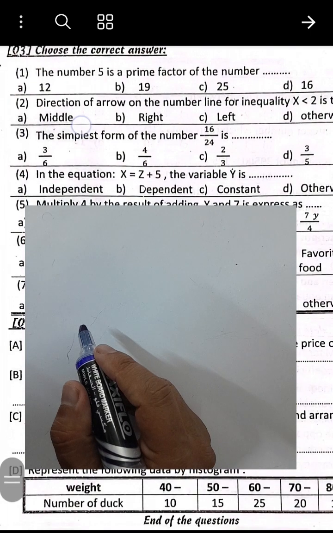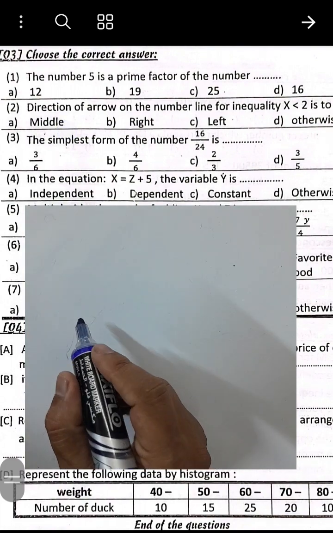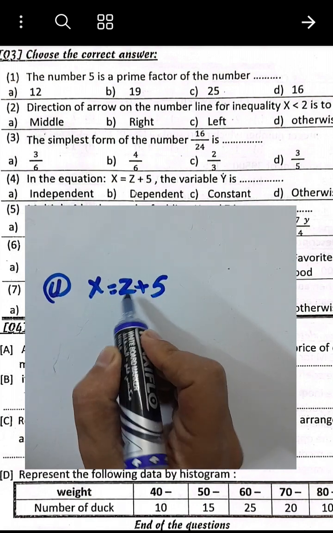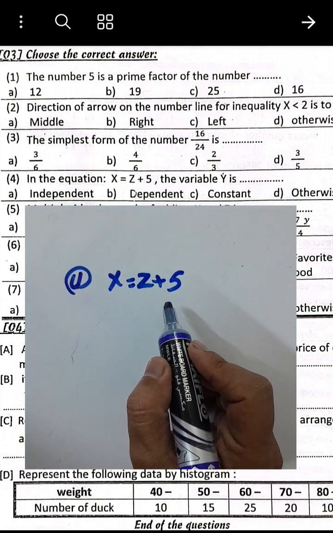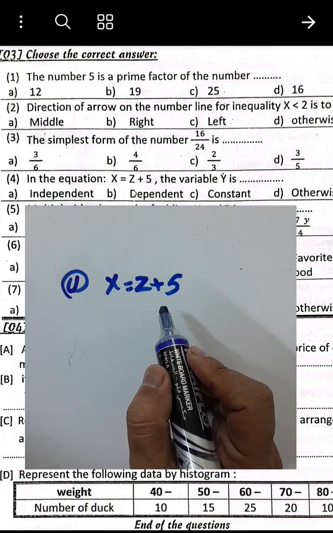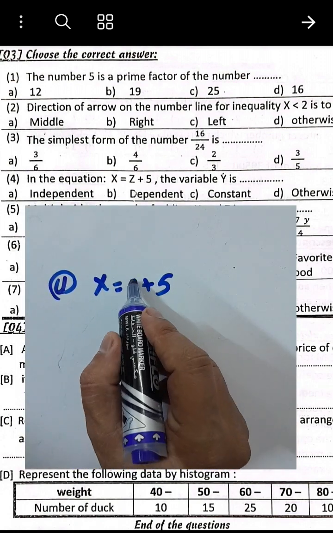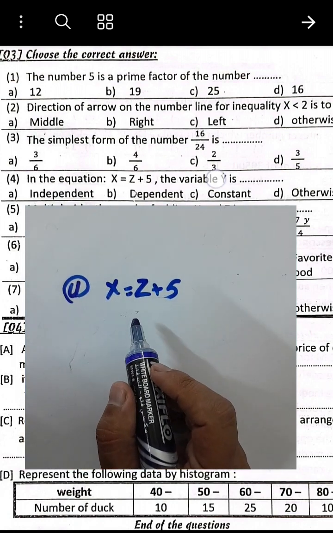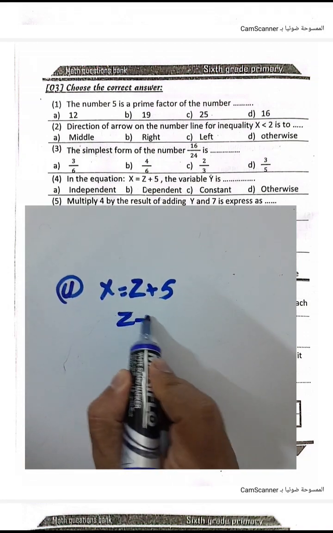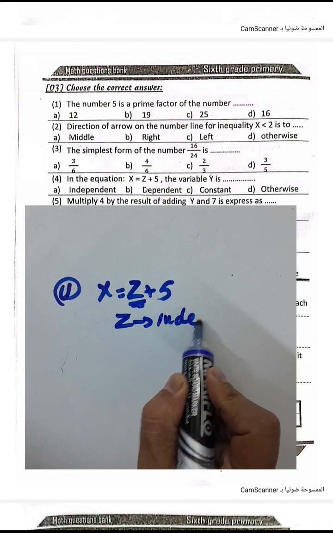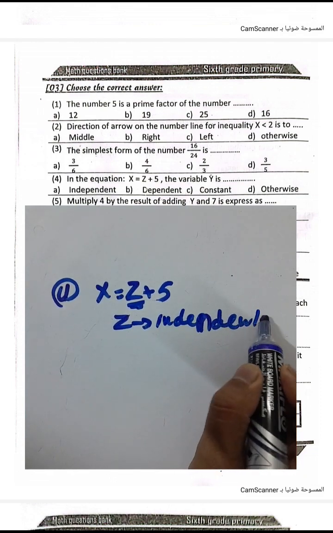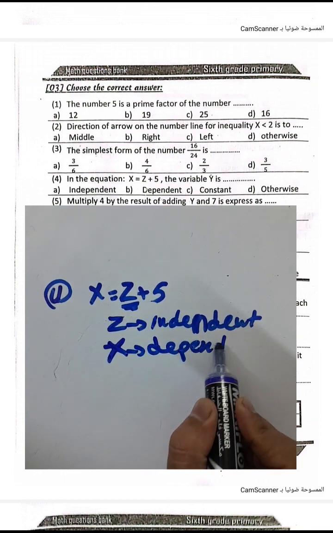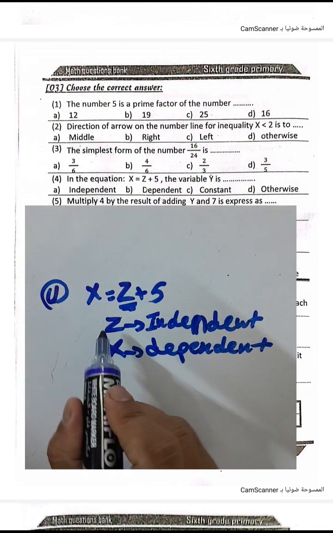Question number 4 is the equation x equals z plus 5. The variable y is what? We put here the variable z. Okay, change this letter y and write z. Z here refers to independent, and x refers to dependent. We have independent here and dependent.